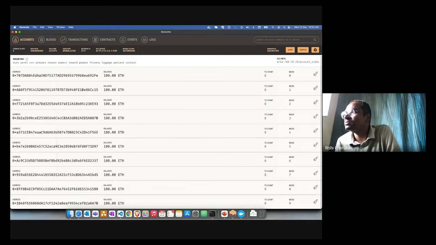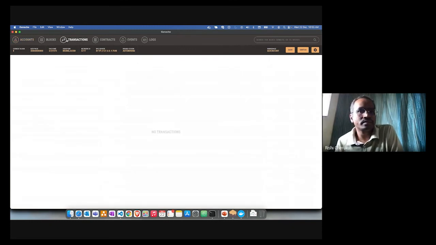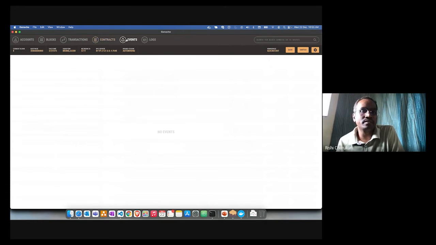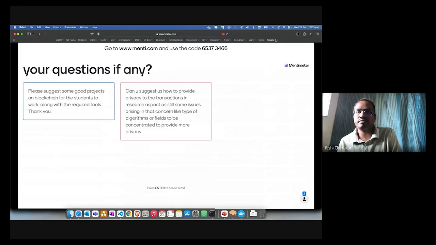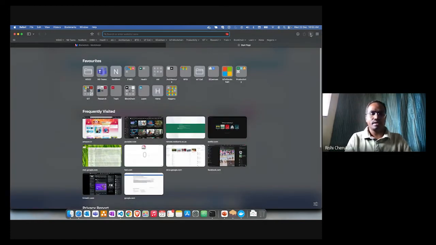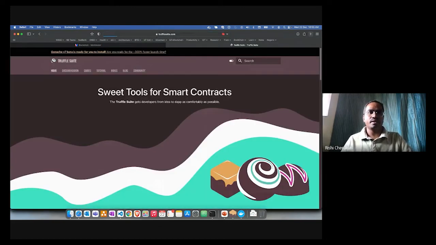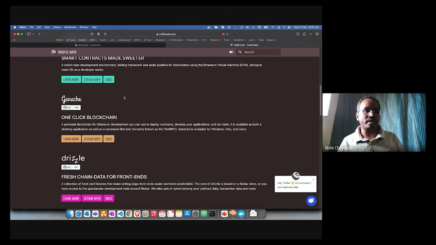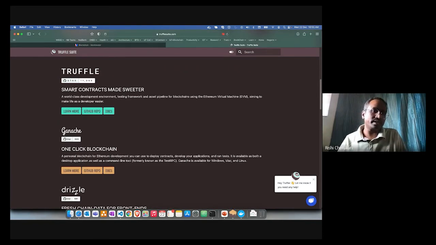So this is one tool that you need to learn how to use. You can deploy your smart contracts. There is a website called Truffle, which I'm just showing here. On this Truffle suite, you have a lot of applications that you can use. Some smart contracts can be built.